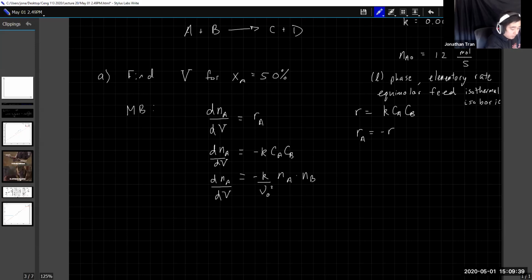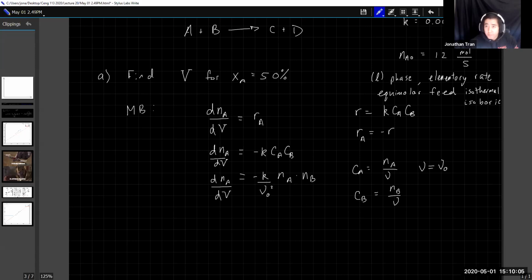Here, the only substitution I did was that CA is equal to NA over nu, and the same thing for CB as well, NB divided by nu. And we also know that because this is a liquid phase reaction, nu is approximately equal to nu naught. And so we can simplify it to this equation here.